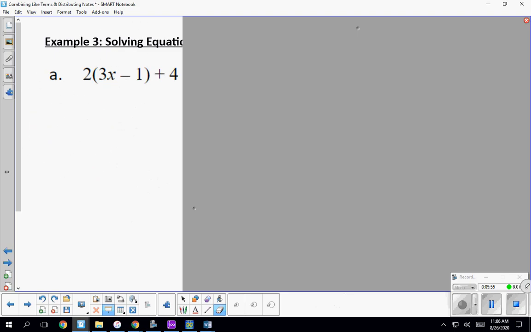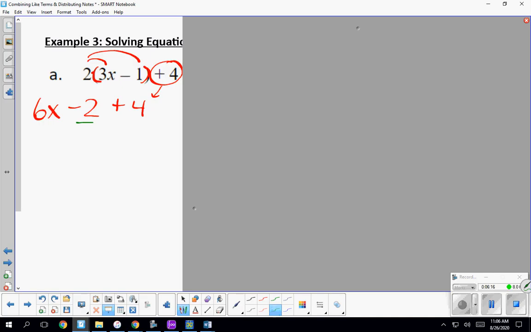So here we're gonna distribute. 2 times 3x is 6x. 2 times negative 1 is negative 2. And this only says take 2 times whatever's in these parentheses. This 4 is not part of that, so it just drops down. And now again, we still have a lot going on.